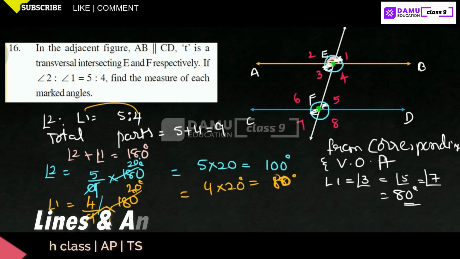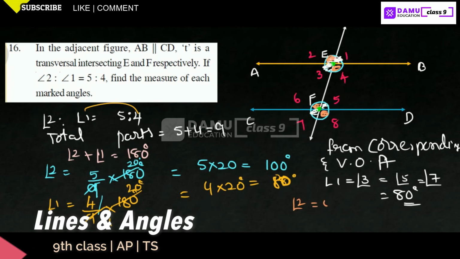And one more thing: here this angle will be equal to this, and this one will be equal to this. So angle 2 will be equal to angle 4, that will be equal to angle 6, angle 8, equal to 100 degrees. Like this also we can find the given conditions.